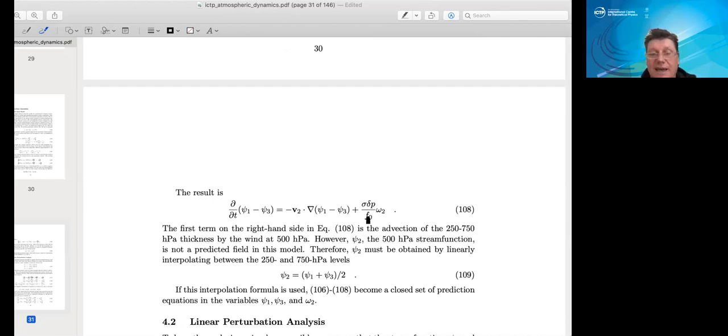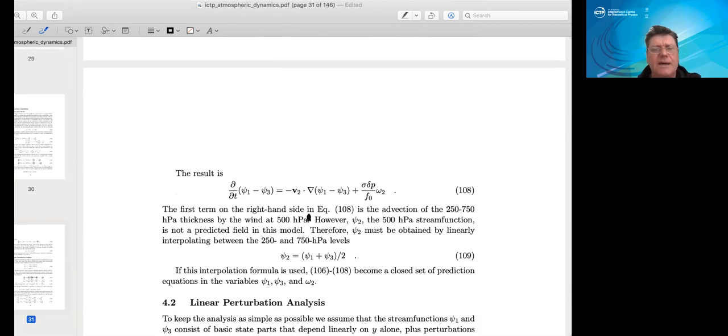The good thing is, again, we know psi 3 and psi 1 because they are defined at their proper levels, at level 1 and level 3. So that is not a problem. Also, omega 2 is a variable that is defined at that level 2, which is fine. The problem is here that we have the velocity advection at level 2.